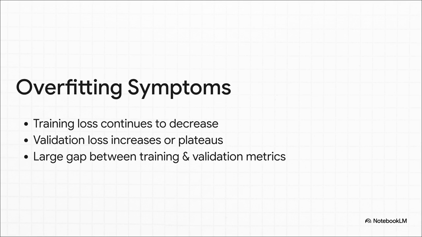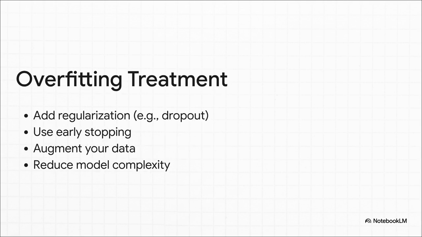You'll look at your chart and the training loss is just plummeting, going down, down, down. Looks great, right? But then you look at your validation loss, the model's performance on new data, and whoa, it's starting to plateau or even creep back up. That growing space between the two curves is your giant, flashing red light. That's overfitting.